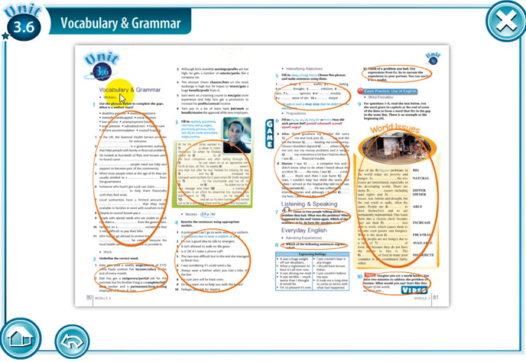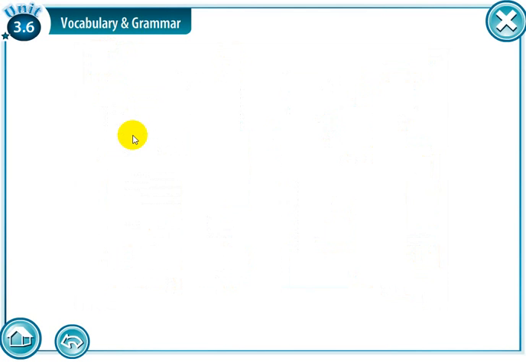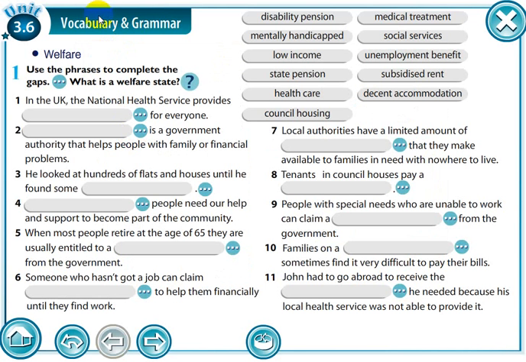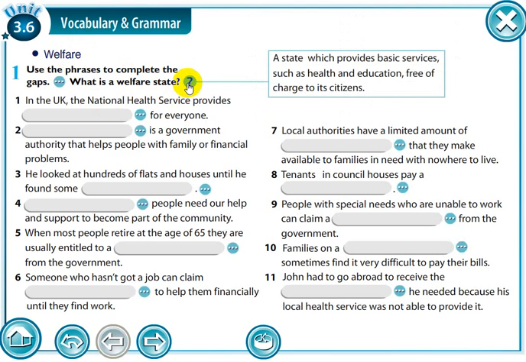Unit 3.6 Vocabulary and Grammar. Let's start with the vocabulary and grammar exercise. Use the phrases to complete the gaps. What is a welfare state? Let's check. It is a state which provides basic services such as health and education free of charge to its citizens. It is a welfare state.